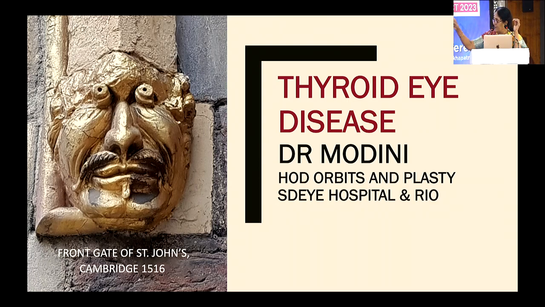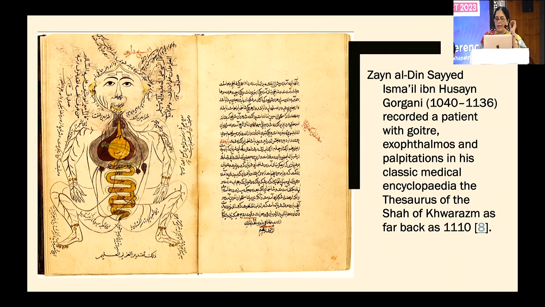So this picture is very interesting. That is the picture on the gate of St. John's, Cambridge, and it depicts a person. This is way back in 1516 and depicts a person with exophthalmos, which shows that thyroid orbitopathy was recognized even way back then. And even in 1040 to 1136, Zain al-Din Syed Ismail ibn Hussein, it's a very tough one to pronounce, in his treatise did mention thyroid orbitopathy.